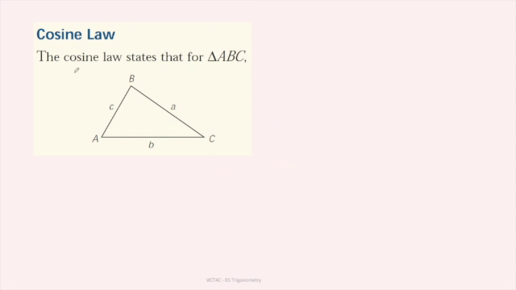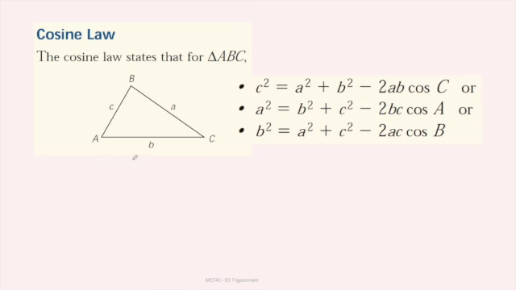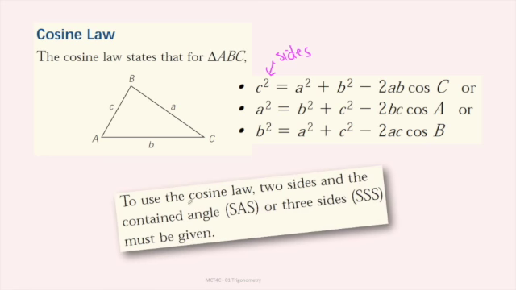Okay, so just remember that the cosine law states that for triangle ABC, we have our c squared, a squared, or b squared, so that would be solving for our sides. And then you should recognize this and remember it. Remember that the cosine law is for two sides and the contained angle, or given three sides.